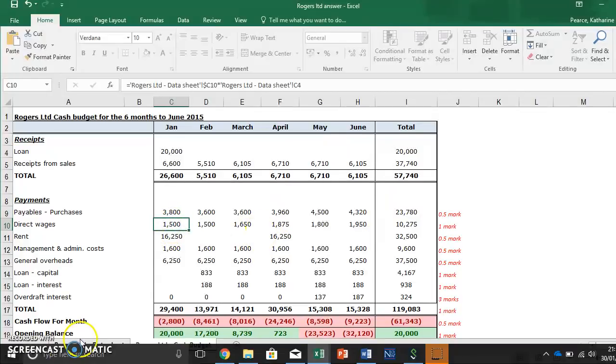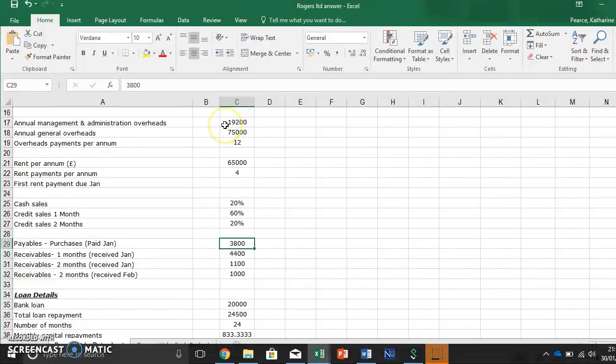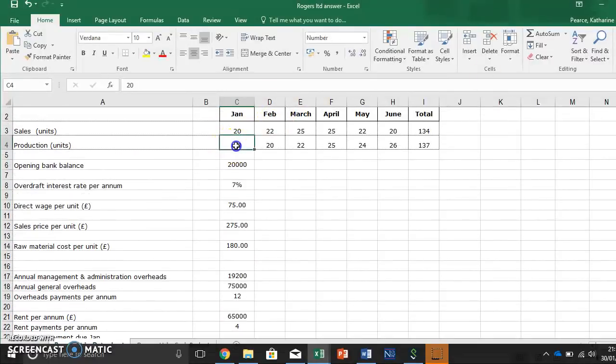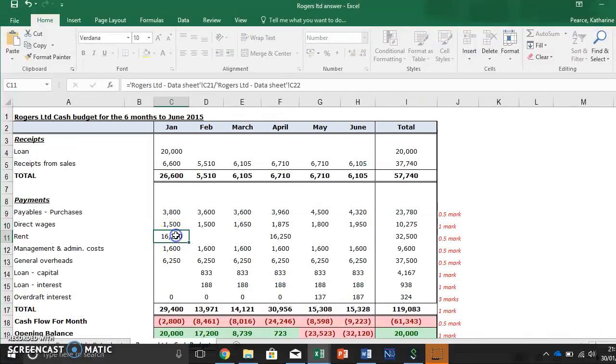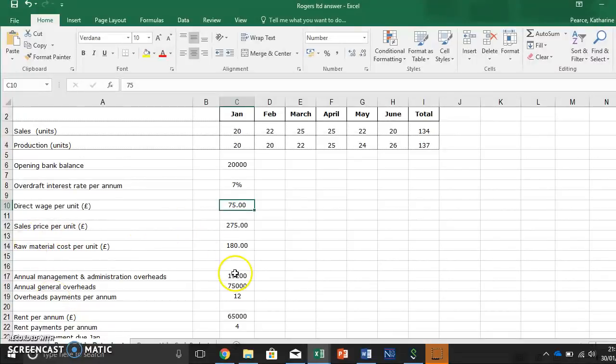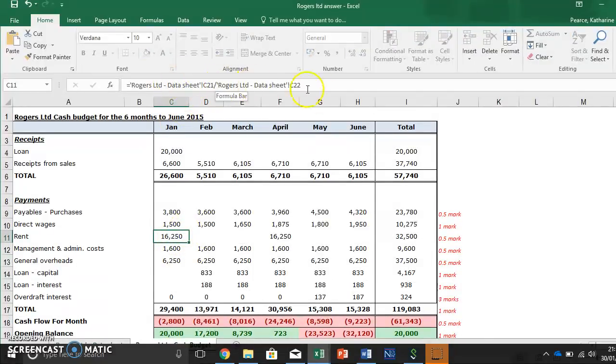Your wages are paid in the month, so for those there's no payables figure. You're just simply multiplying production again by your wage per unit. Okay. Rent, just be careful. You're told for rent it's £65,000 per annum, which means per year, and there are 4 payments per year. So what you put in here is the 65,000 divided by 4, and you have to be told when it's paid. In this case, you're told it's paid quarterly starting in January. So you'll have 1 payment in January, and then the start of the next quarter is April, so you'll put 1 payment there.